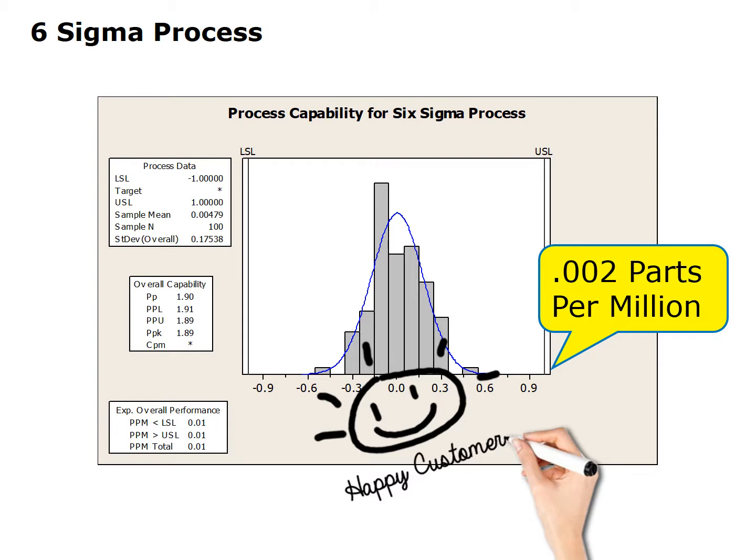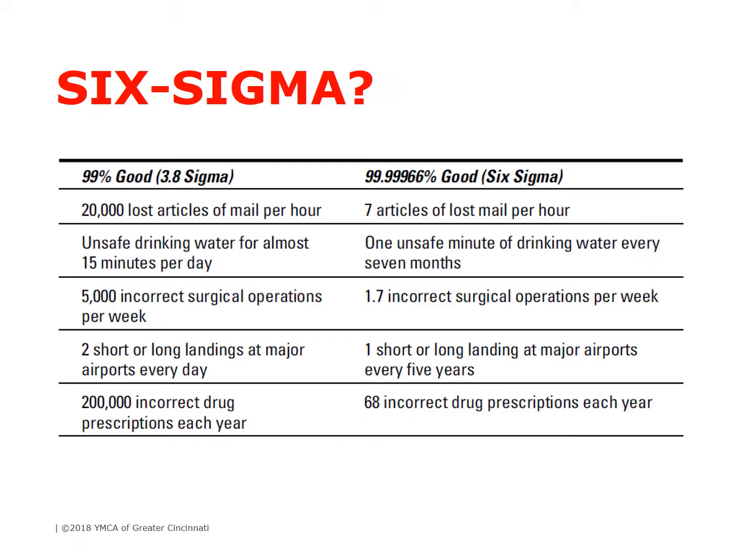You don't have to be an expert statistician to use Six Sigma. Just know that using DMAIC can lead to better solutions with fewer defects. For example, consider a mailroom that loses 20,000 articles of mail per hour, but after using the Six Sigma methodology, they are able to only lose 7 articles of mail per hour.